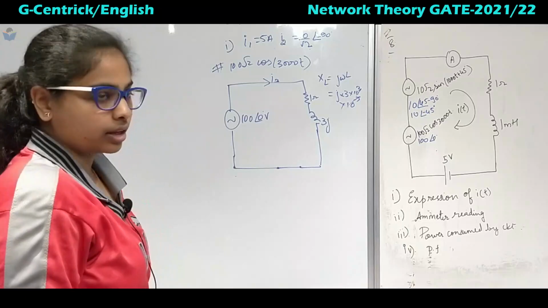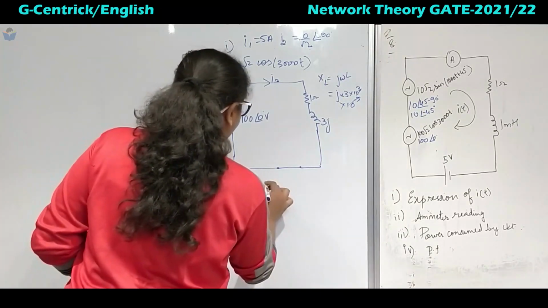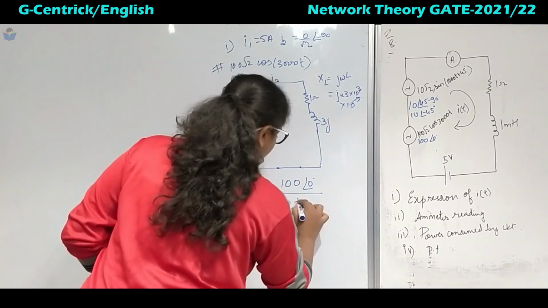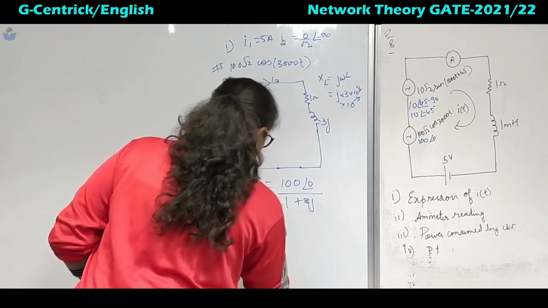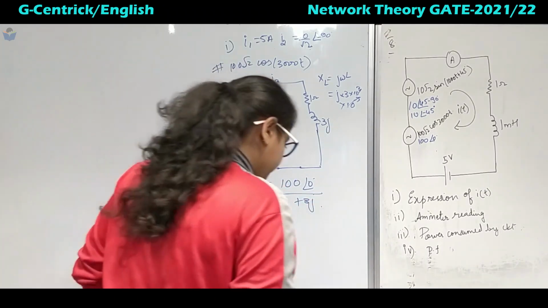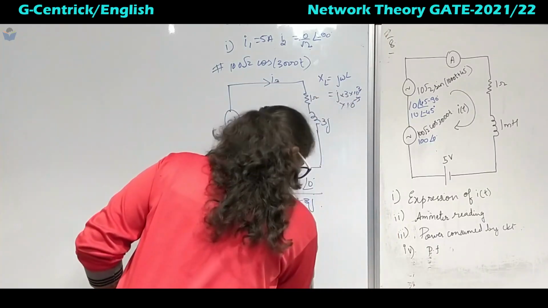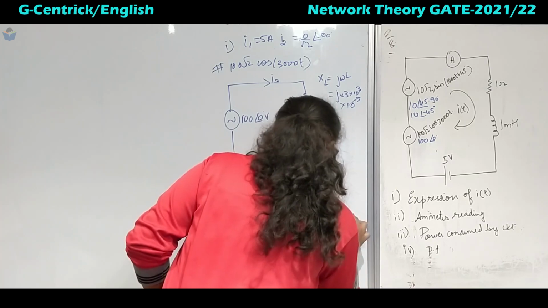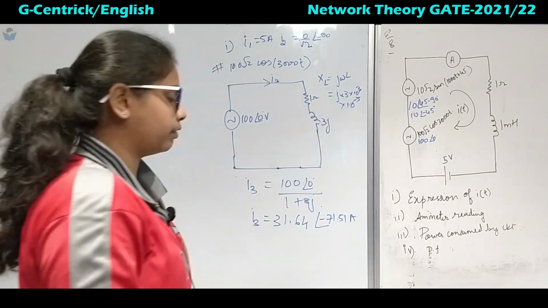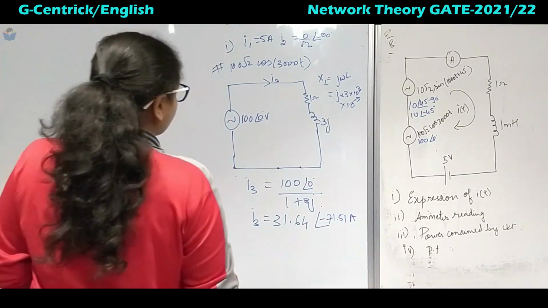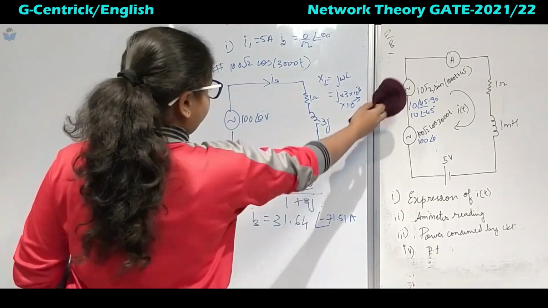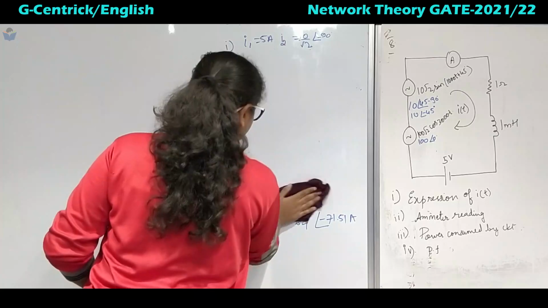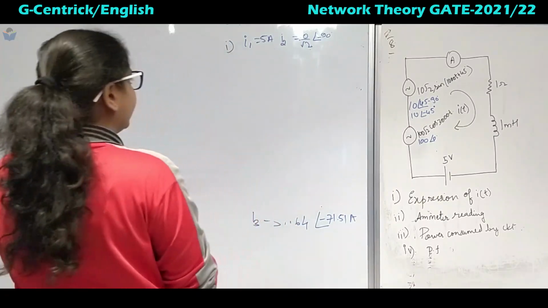Here I will take the current I3. So I3 is again 100, total voltage upon impedance 1 plus 3J. So this I3 comes out to be 31.64 angle minus 71.51 amperes. Now we have got I1, I2, I3 due to the 3 sources. So now I can add all this and I will take the I net.